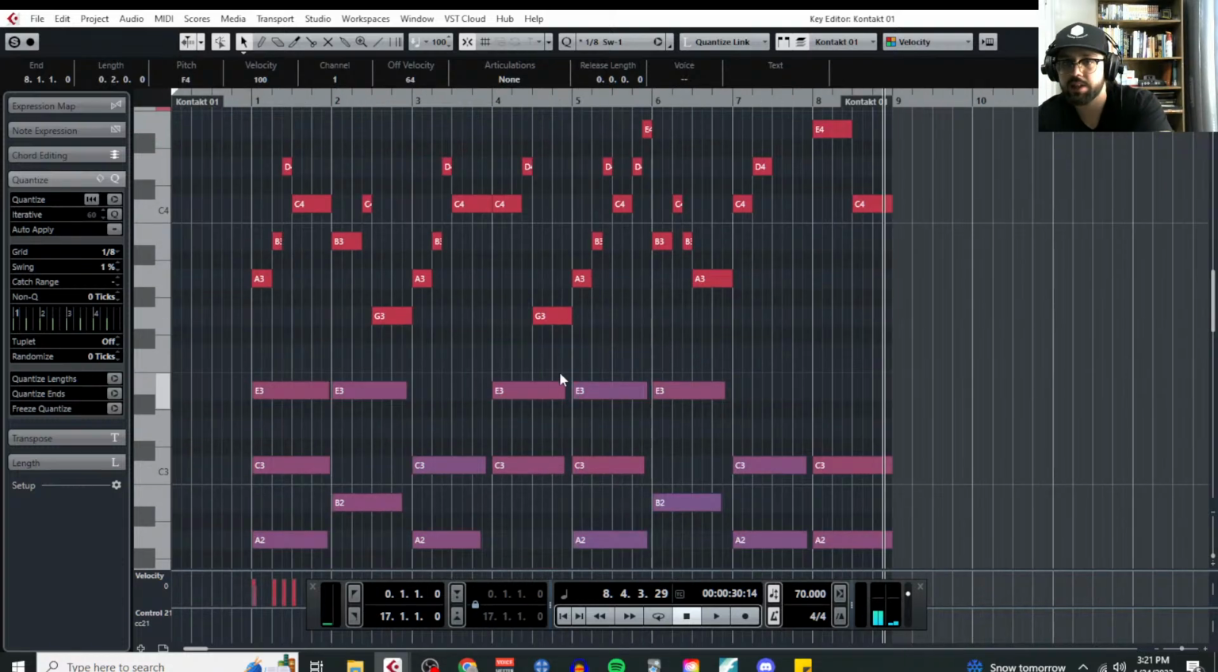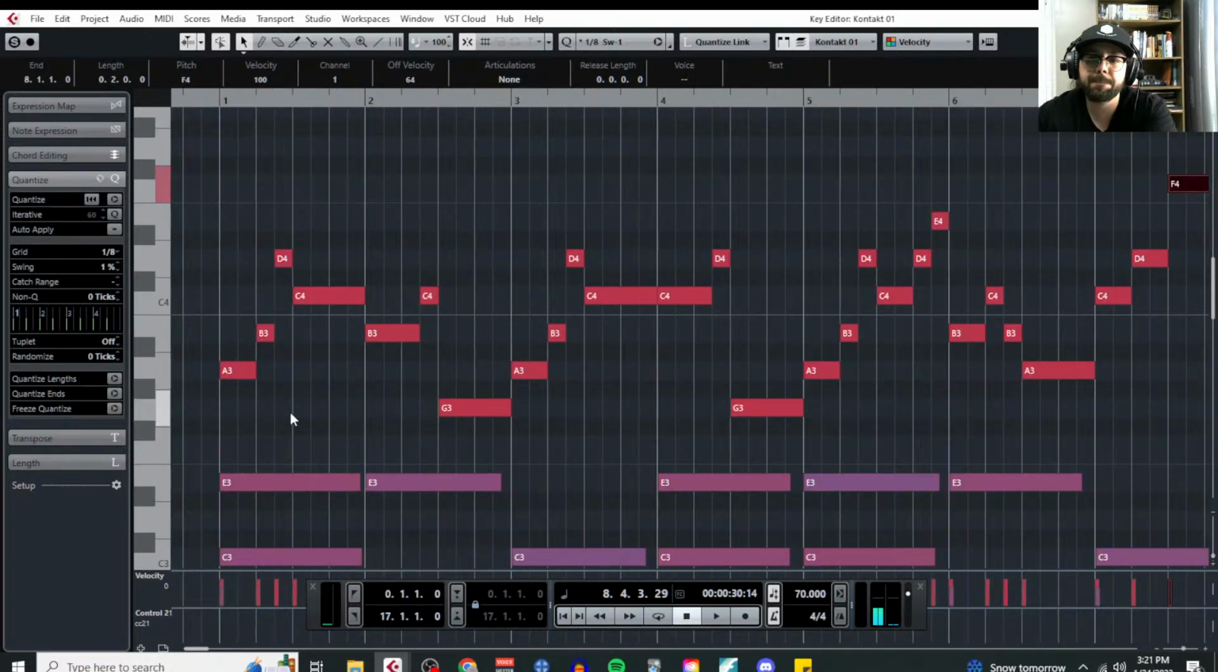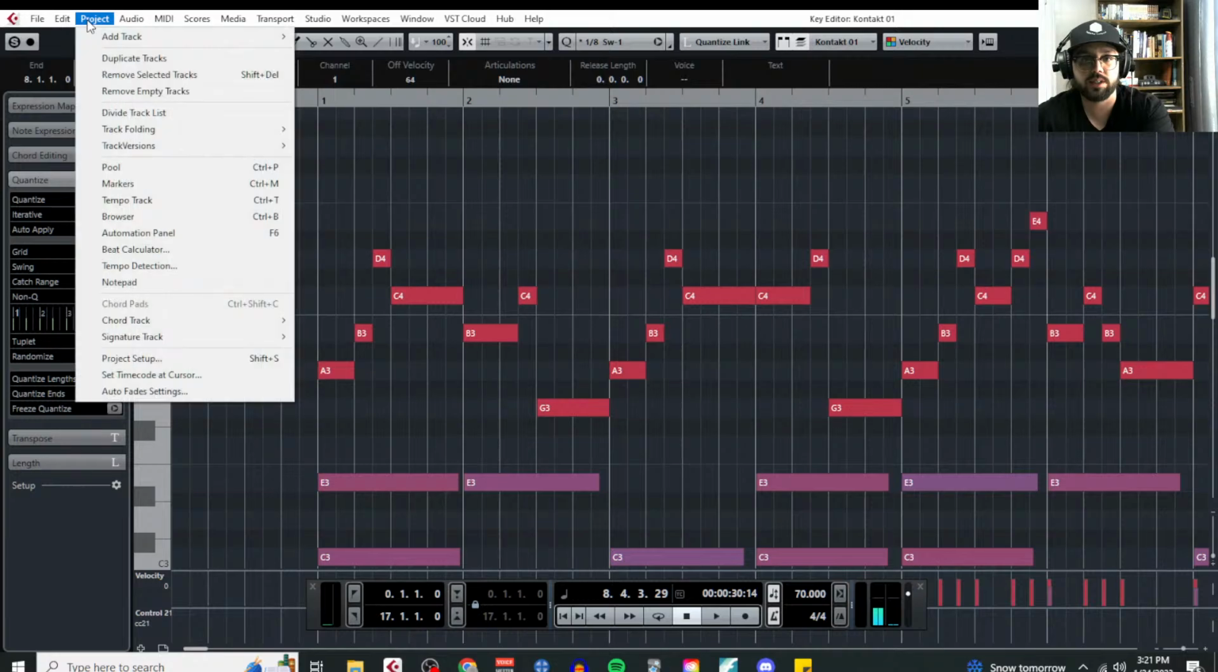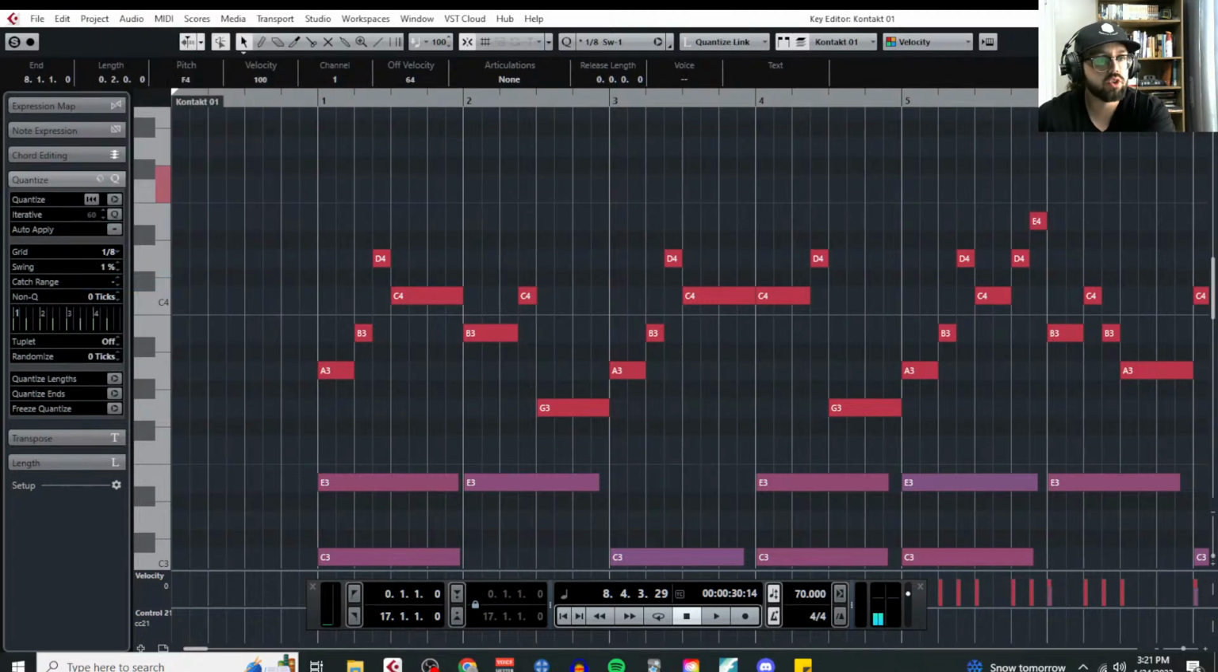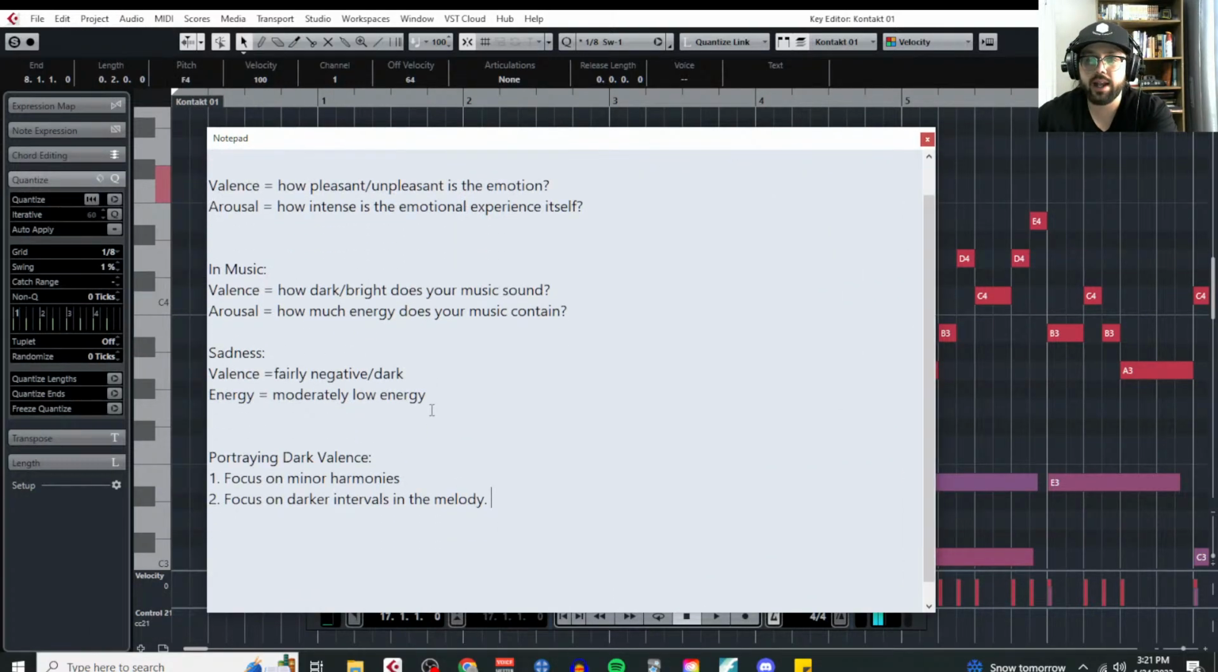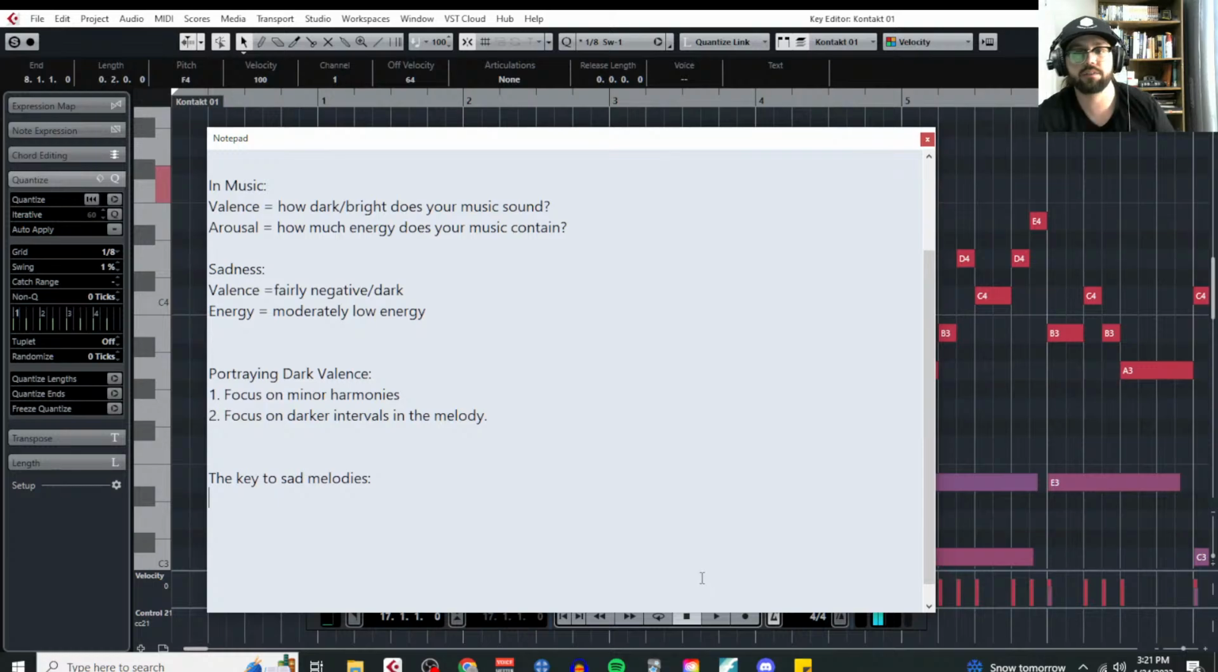Alright, so not the prettiest melody I've ever written, but it works. Let's figure out why it doesn't actually sound sad, though. So, when you're writing a sad melody, the key to sad melodies, there are essentially a handful of different intervals you want to try and emphasize. It doesn't mean you can only use these, but if you're able to, you'll want to.